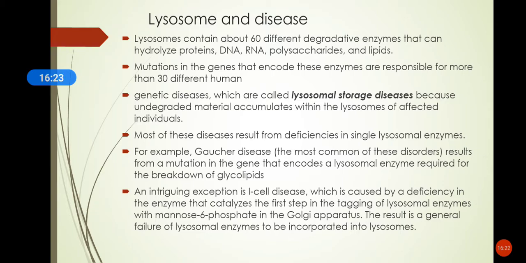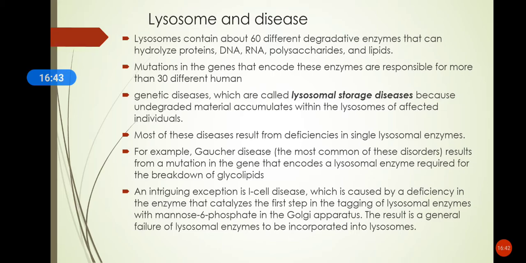An example of such a disease is Gaucher disease. In this, there is a mutation in a gene that encodes a lysosomal enzyme required for the breakdown of glycolipids.